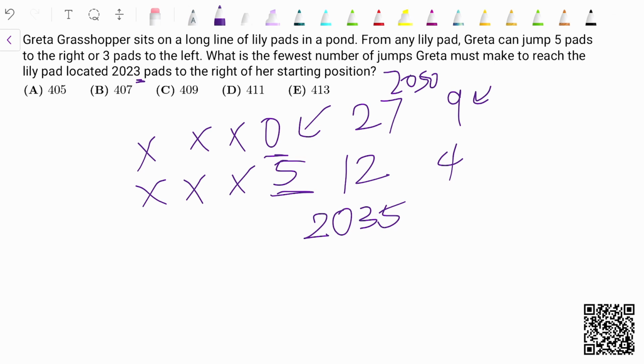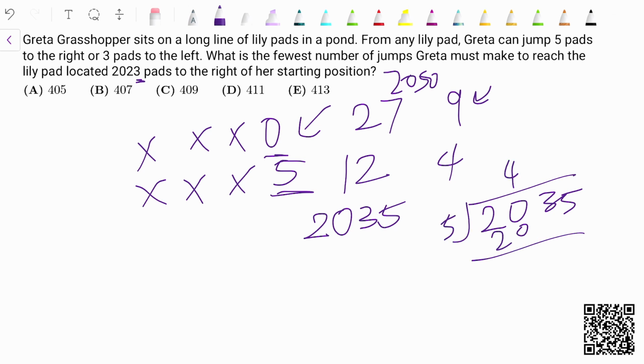But now that we have 2035, she is 2035 lily pads away from her destination, which means we need to divide that by 5 to see how many jumps she can take to reach it. So 2035 divided by 5: 4, 20, 0, and then 35, so that's 7. 407 jumps. Then we add that to our original 4 jumps moving left, giving 407 plus 4, which is 411, aka answer choice D.